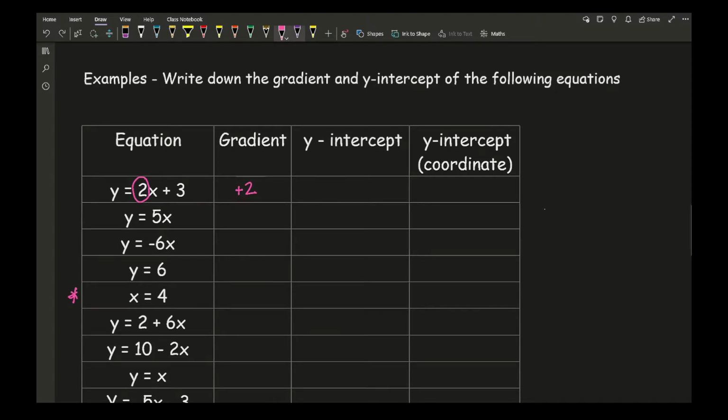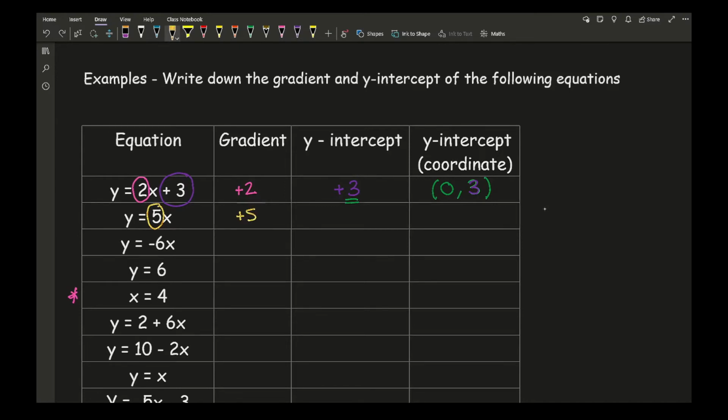Now the y-intercept is basically what number is being added or subtracted, and in this case it's going to be +3. And then writing it as a coordinate, well, it's always going to be 0, and then it's going to be whatever number is in this y-intercept column. So here I've got +3, so basically the coordinate is going to be 0, 3. Now moving on to the second one. So again, I'm looking at the gradient is what number is in front of the x. So here it's going to be +5.